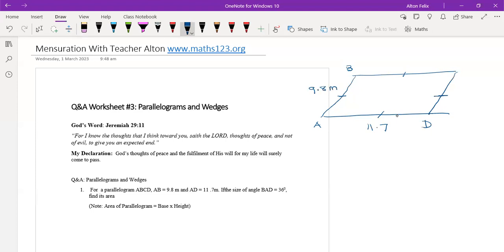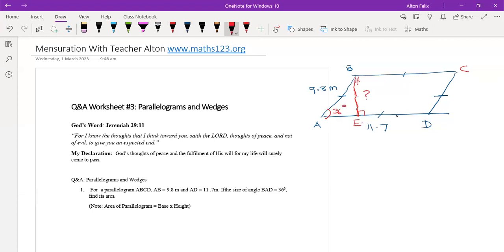And the area of a parallelogram uses the perpendicular height. So if we were to drop a line perpendicular, forming 90 degrees at this point, let's call this point E. Then if we need to find the area of this parallelogram, we need to find the length of this height. Now, the interesting thing, we are told that angle BAD is 36 degrees.